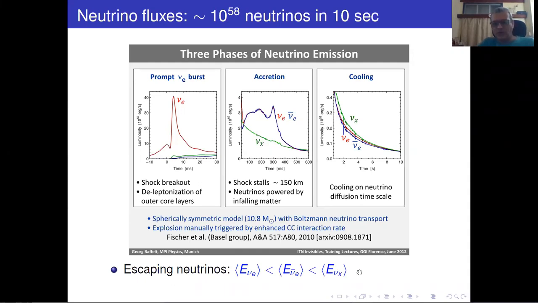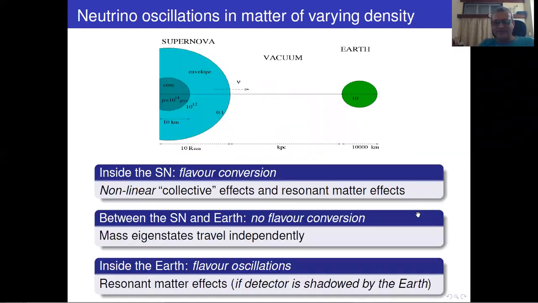Okay, so knowing this, I'm now going to go to what happens inside the star as far as oscillations are concerned. And really, really fundamentally crazy things happen.